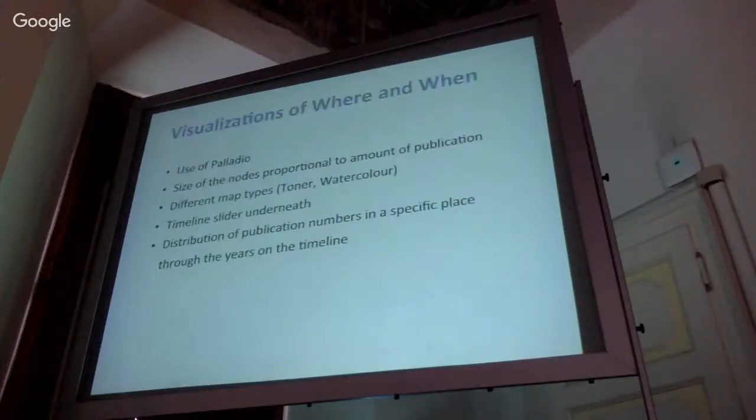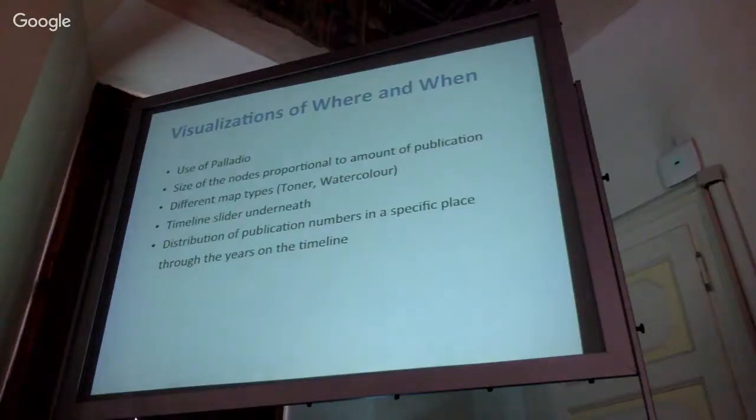I started with a quick visualization of where the books were published. That's very simple. I used Palladio. The size of the nodes, as you can see, is proportional to the number of publications. I had different map types. Glauco presented me with a map. It's a nice map type that I fell in love with and only used from that moment on. It was inserted automatically with Palladio.